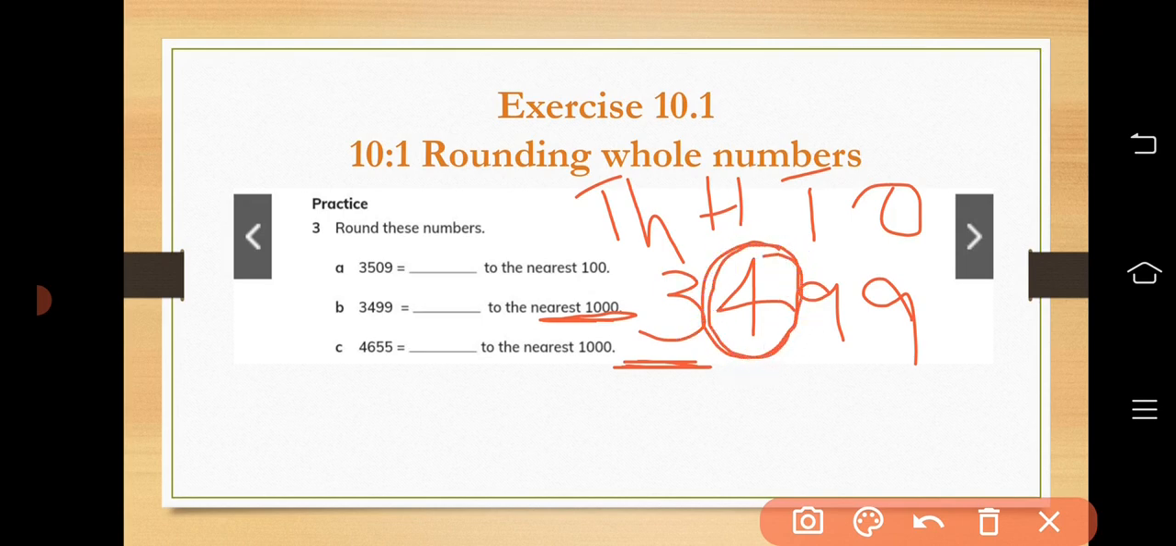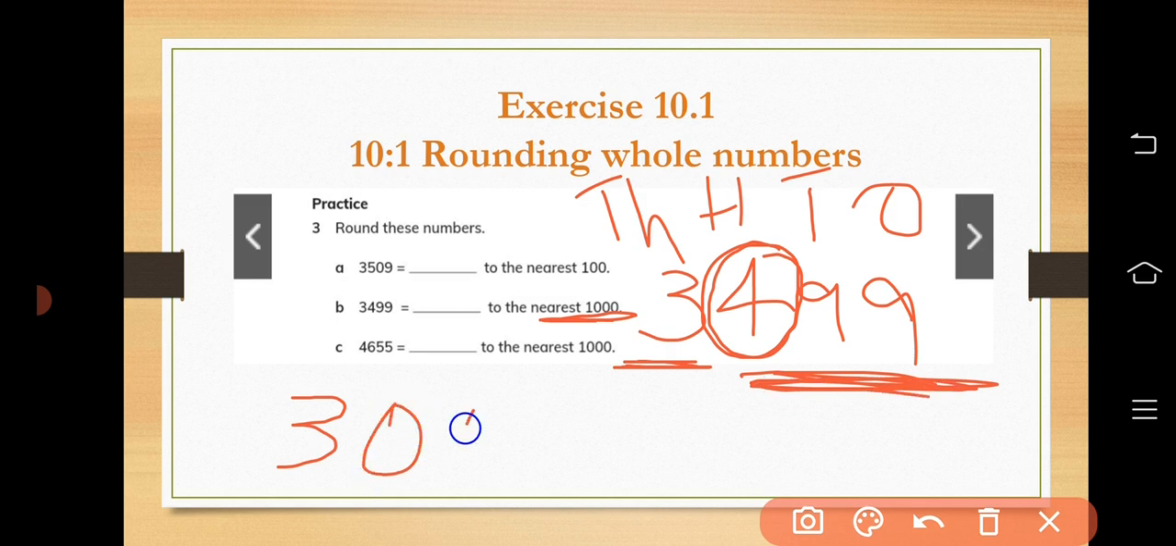Now here you see that this circled value is less than 5. So it means that this 3 stays 3, but all these numbers become 0. So the correct answer is 3000.